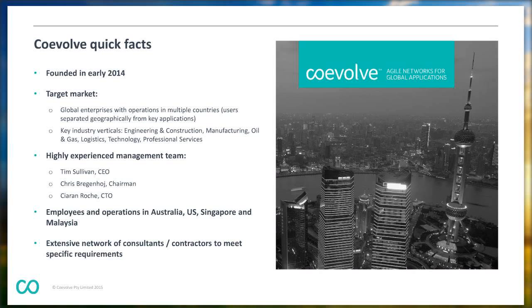A brief overview about Co-Evolve itself. As I said, we're about a year old. Our target market is global enterprises that fall into a number of industry verticals, but they tend to have one thing in common: they have operations spread out into multiple countries, and as a result, they've got long distances between their users and their applications. As you'll hear today, that leads to a number of fairly specific challenges and considerations that we're specifically set up to help address.